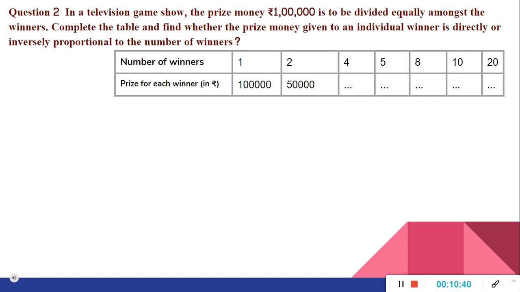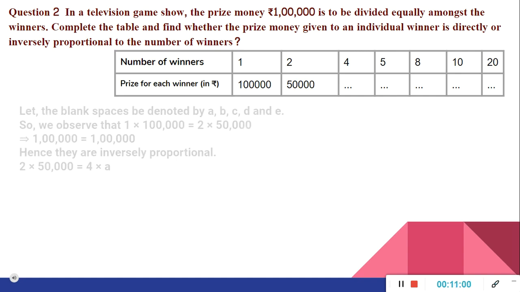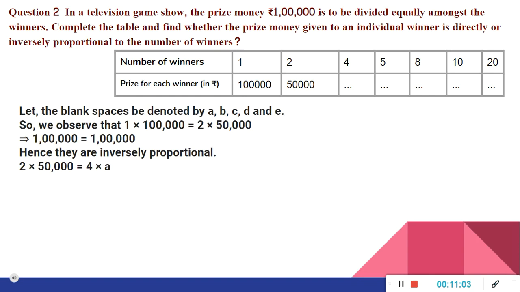Okay. So let's see the answer. Here we can take the blank spaces as A, B, C, D and E. We observe that 1 into 1 lakh is equal to 1 lakh. In the same way, 2 into 50,000 is also 1 lakh. So both the cases are equal, and we can say that it is inversely proportional. The product is equal: x1 y1 is equal to x2 y2. So hence they are inversely proportional. So for the first case, we can take 2 into 50,000, that is equal to 4 into A.